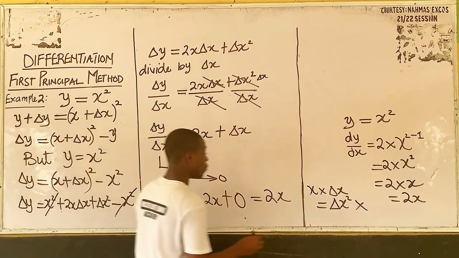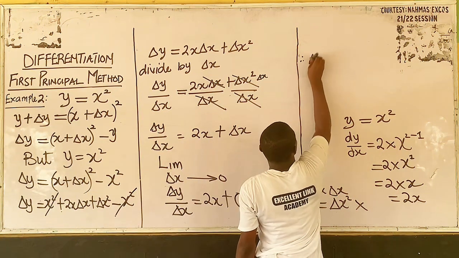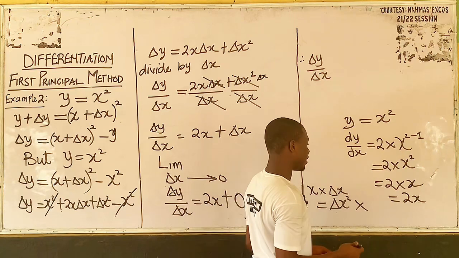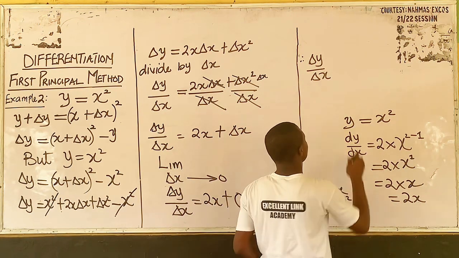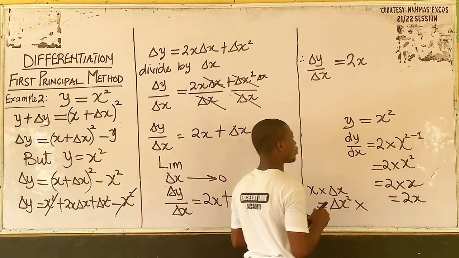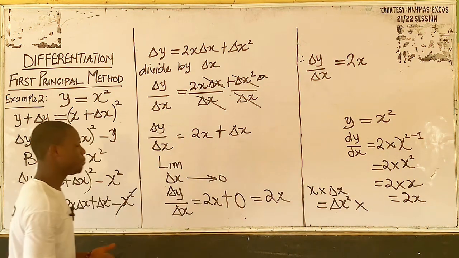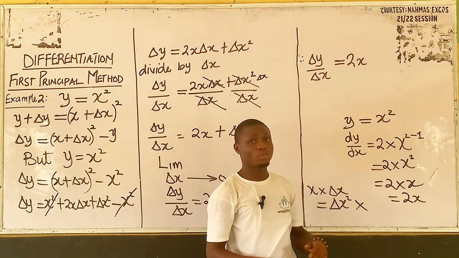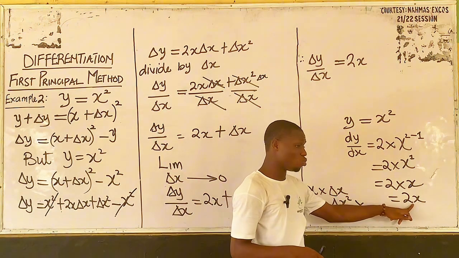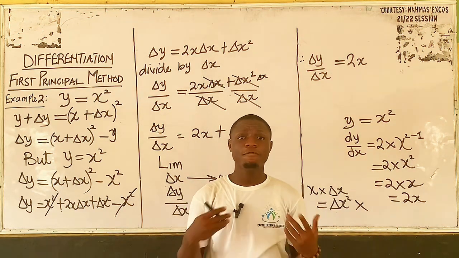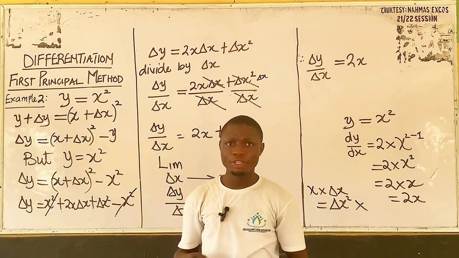So therefore, the change in y over change in x, which is similar to dy over dx, will be equal to 2x. Of course, observe when I used first principle, I had 2x. Similarly, when I used the zero method, I still have 2x. This is how you evaluate problems using the first principle method.